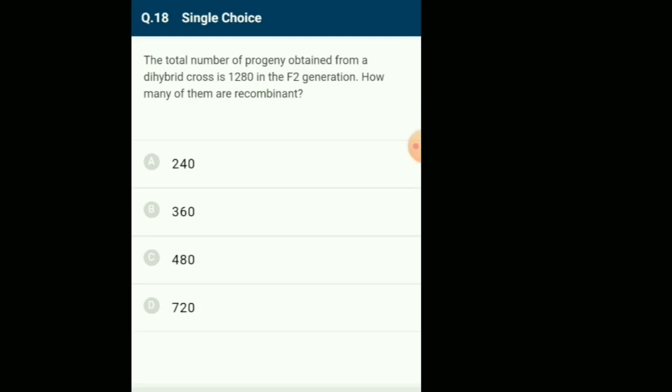Accordingly, if 1280 progeny are formed in the F2 generation, 800 progeny show parental phenotypes and 480 progeny are recombinants. So the answer for this question is option C, 480.